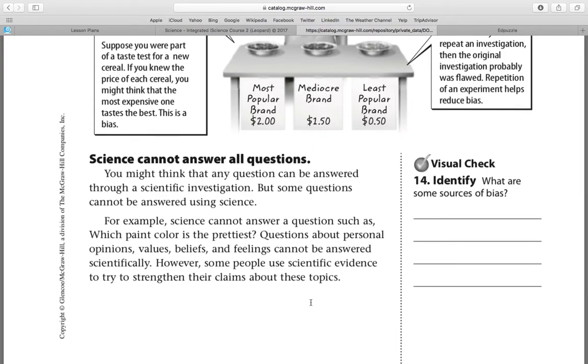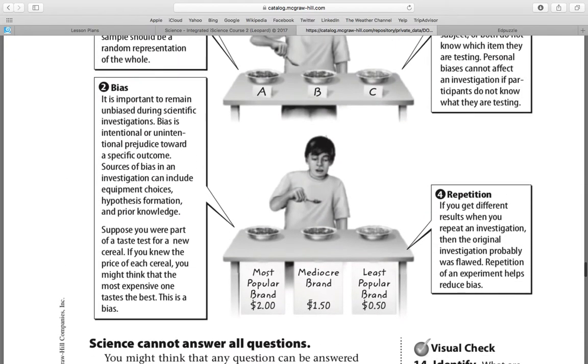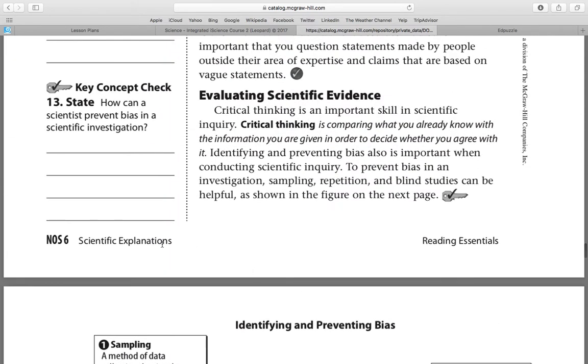All right, so question number 13. How can scientists prevent bias in a scientific investigation? Well, by taking it into account when forming a hypothesis and setting up and conducting scientific investigations. That would be the right answer.